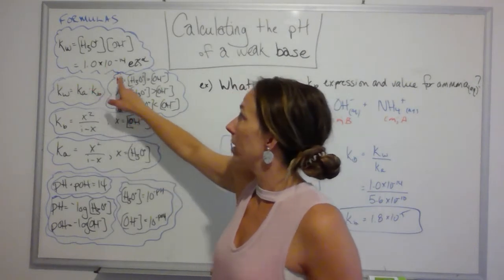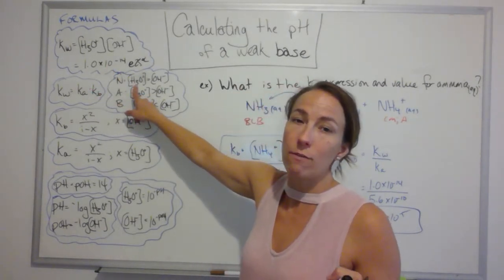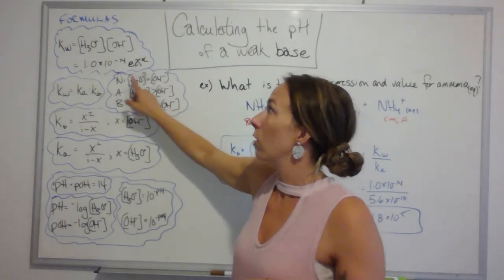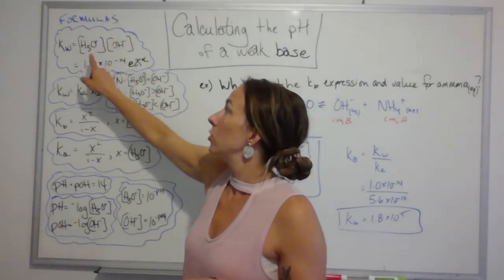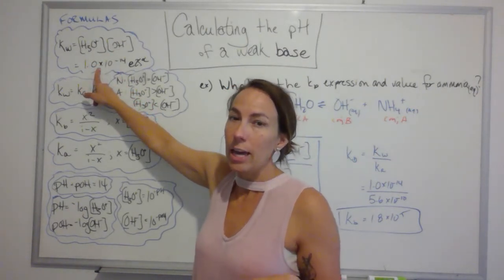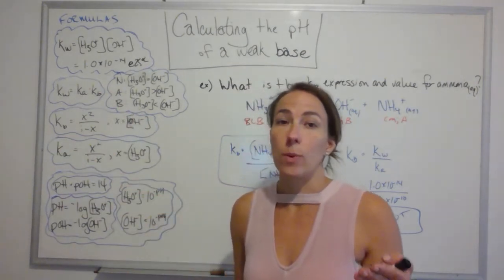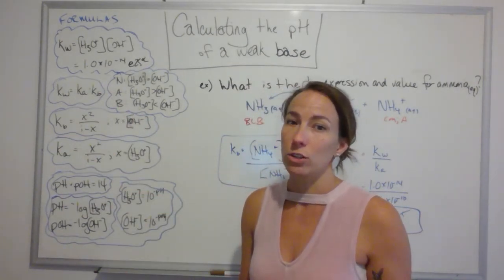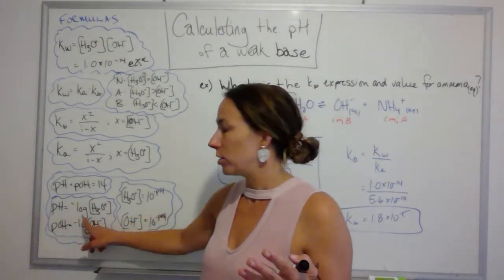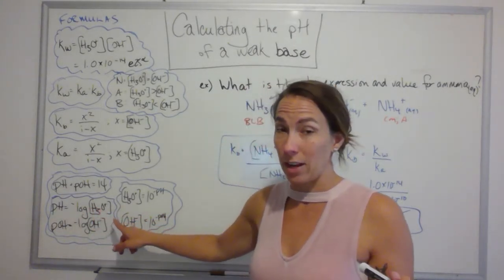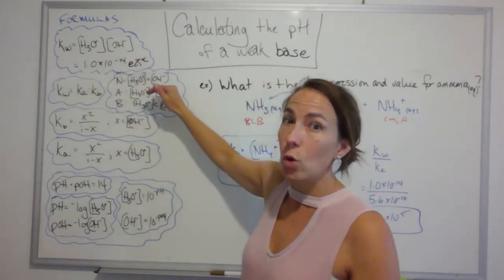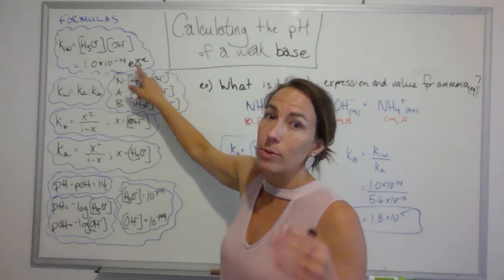This, by the way, is how we get a neutral substance having a pH of 7. If for a neutral substance these two are exactly equal, then x squared equals 1.0 times 10 to the power of negative 14, and you end up with 1 times 10 to the power of negative 7 for each concentration, which means your pH is 7, because pH equals negative log of 1 times 10 to the power of negative 7, which is just 7. And so that's how I get my neutral substance to be 7. So at 25 degrees Celsius, my pH is 7.